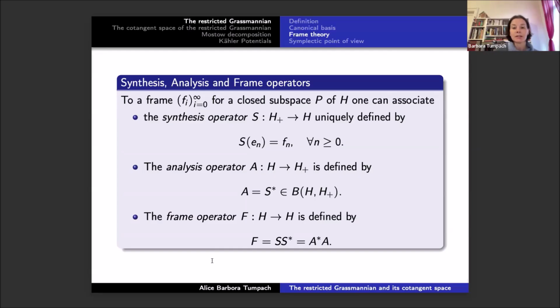So this is the synthesis operator, and the analysis operator is its adjoint, which is a bounded operator from H, the ambient Hilbert space, to here H plus. And the frame operator will go from H to H and will be defined by S S adjoint or A adjoint A.